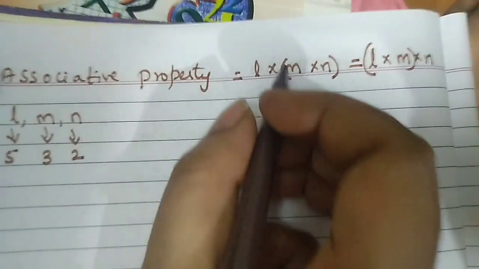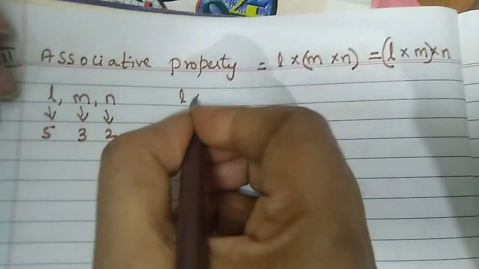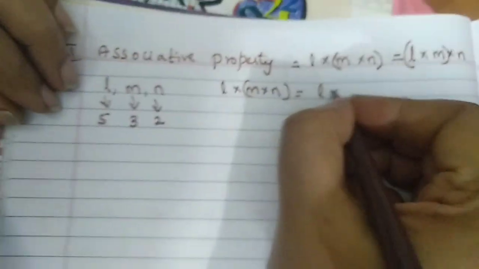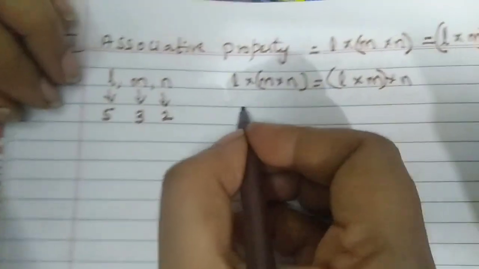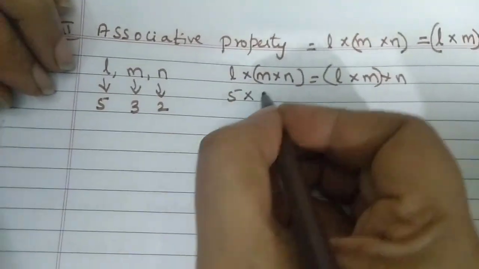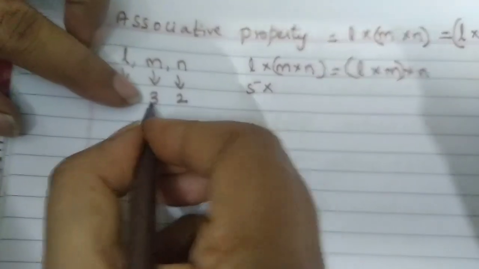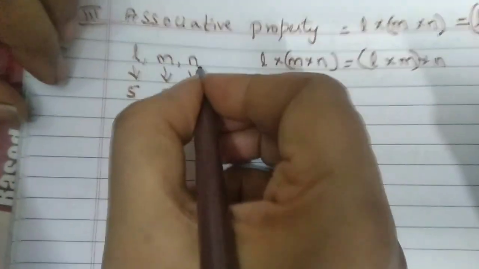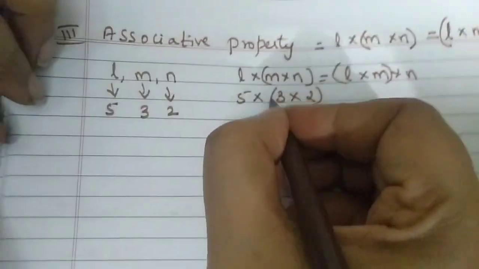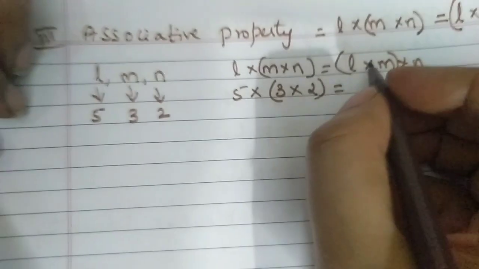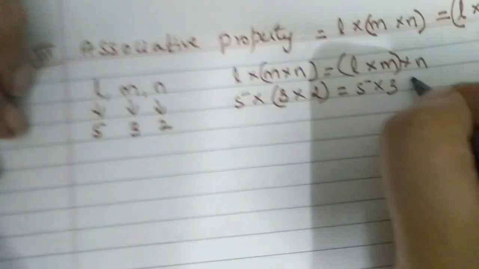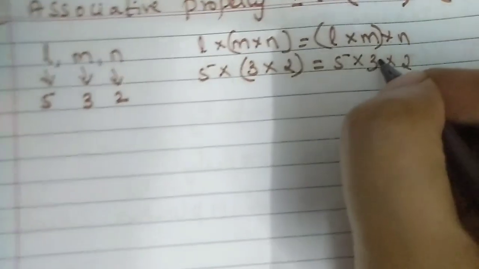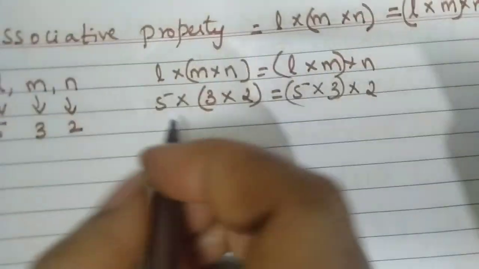So if you're using this formula, L into (M into N) equals (L into M) into N. The value of L is 5, the value of M is 3, and the value of N is 2. Let's put the bracket here for the second two numbers, and then the bracket for the first two numbers.